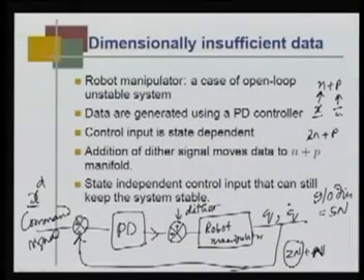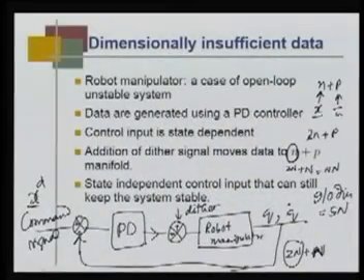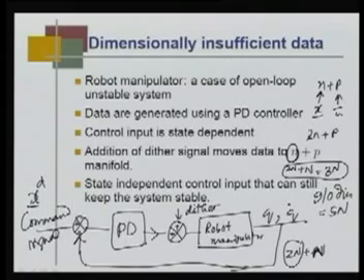So, if I do not give a dither signal, I am simply collecting data in only n dimension. This n is actually 2n, and if I add a dither signal, the maximum dimensionality into which the data will span is 2n plus n, which is 3n. So, 3n. This is the problem of dimensionally insufficient data.